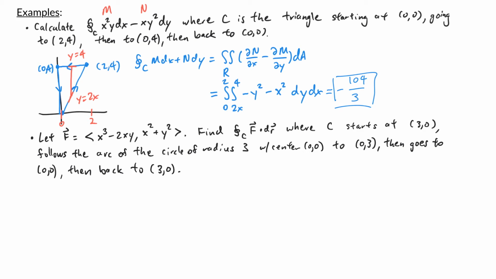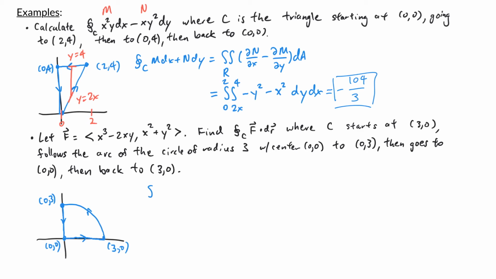Here we have the vector field F with components x cubed minus 2xy and x squared plus y squared. We're asked to find the line integral of F dot dr over a curve C, where C starts at (3, 0), follows the arc of the circle with radius 3 centered at the origin to the point (0, 3), then goes to (0, 0), then back to (3, 0). Let's start by drawing a picture. We start at (3, 0), and then we're following the arc of a circle to (0, 3). Then we go down to (0, 0), and then back over to (3, 0).